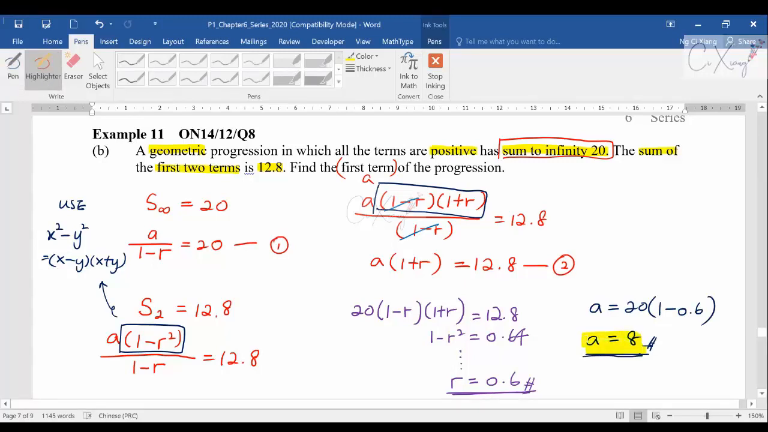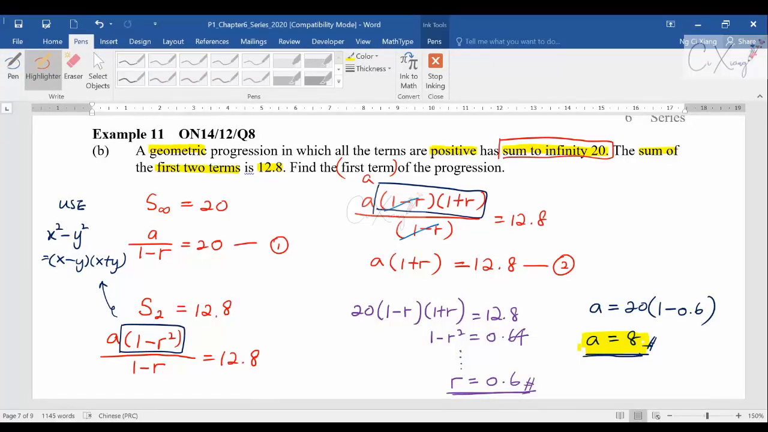Alright, so again, for this question, the question already provides you some useful information, and then you just try to apply the formula and solve simultaneously. To me, I think it's quite simple and also straightforward. Yeah, alright, so this is another example for geometric progression.